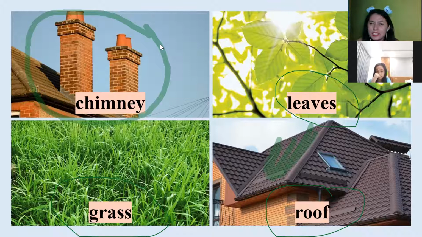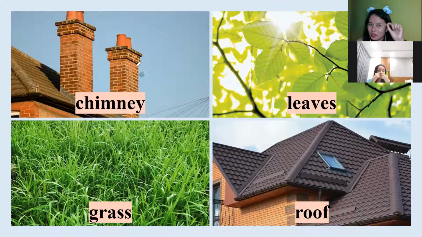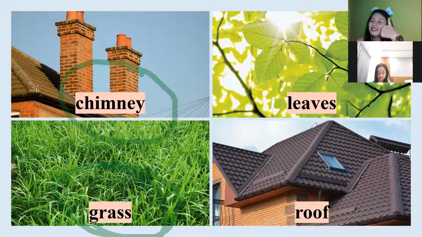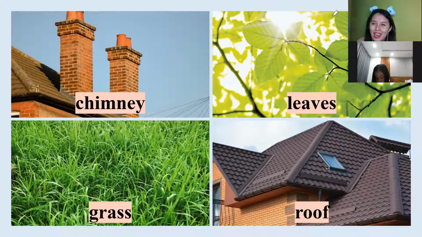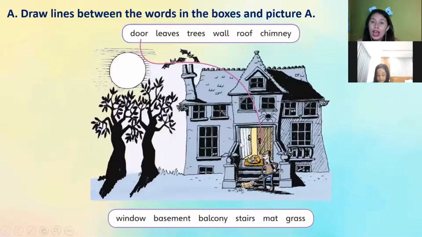Again, what is this? Try to read twice. What's that? Kiwi. Okay, very good. How about this one? Okay, third one, look at. Grass. Another grass. This one. Green. And the fourth one is? Roof. Okay, roof. And this time, can you see it? Draw lines between the words in the boxes and the picture.